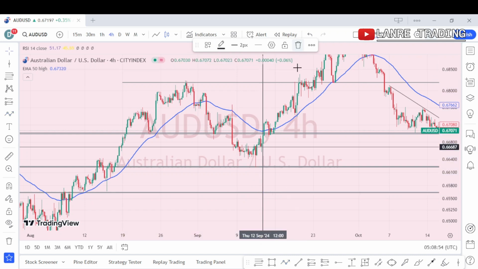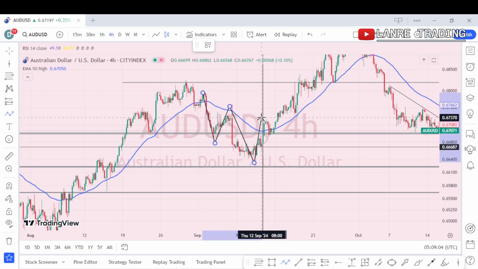But what did price do? Price decided to give us an exhaustion candlestick right about here and created an inverse head and shoulder, which is a reversal pattern right about here. Price created an inverse head and shoulder pattern to go long.